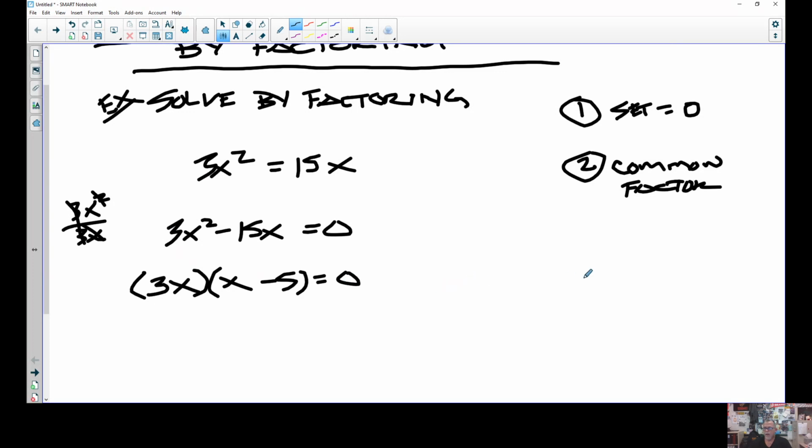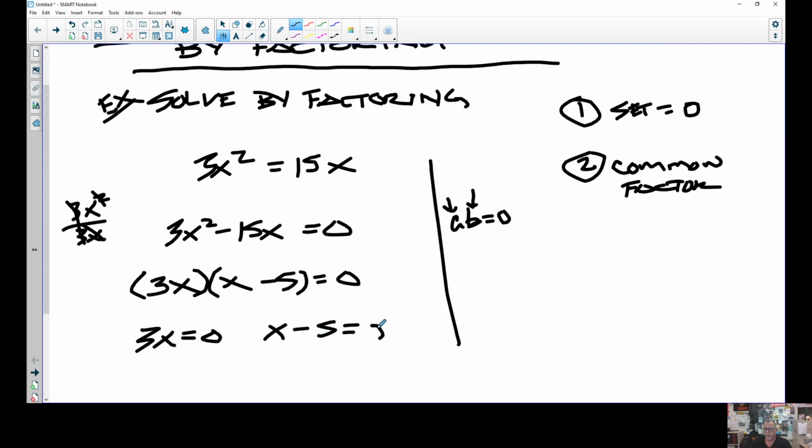If I have anything like a times b, let's just do this over to the side here. If ab equals 0, what do I know about either a or b? If these two things multiplied equals 0, then either this is 0 or this is 0, right? So there's two ways this could be a true statement right now. It could be true if 3x equals 0, because then 0 times whatever this is would equal 0. Or it would be true if x minus 5 equals 0 for the same reason.